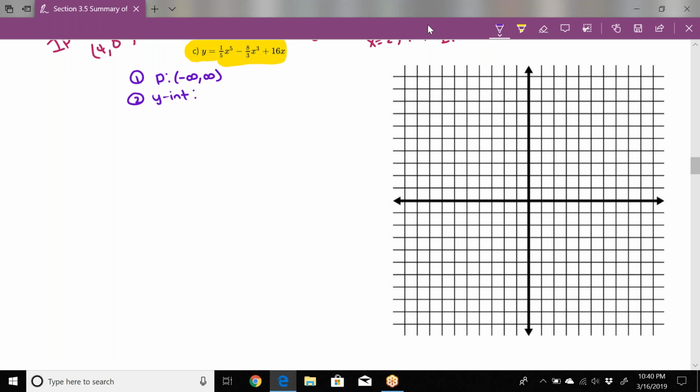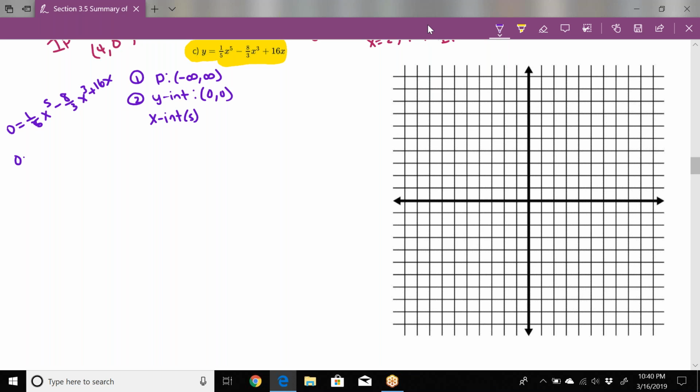It's easy. If you plug in 0 for all the x's, you get 0. So it's going to be 0, 0. But for x-intercept, possibly plural, we're going to come over here and put 0 equals all of this. So that's 1/5 x to the 5th. You have to at least try to see if you can solve it.